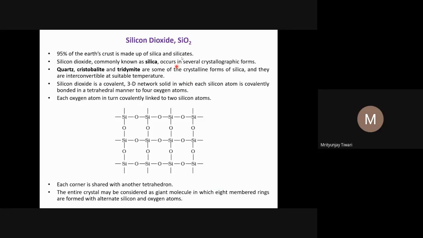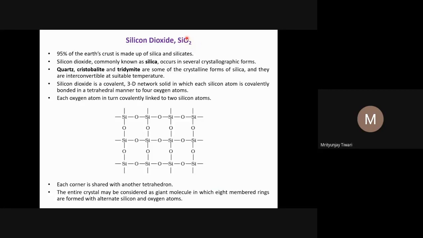Let's first start with silicon dioxide, SiO2. This is the empirical formula of silicon dioxide. 95% of the Earth's crust is made up of silica and silicates. One thing you should remember: this is not the molecular formula, because silicon dioxide, or silica, doesn't have discrete molecules. Whatever crystal you take, you can consider the entire crystal as a single molecule, but one can obtain the empirical formula as this.